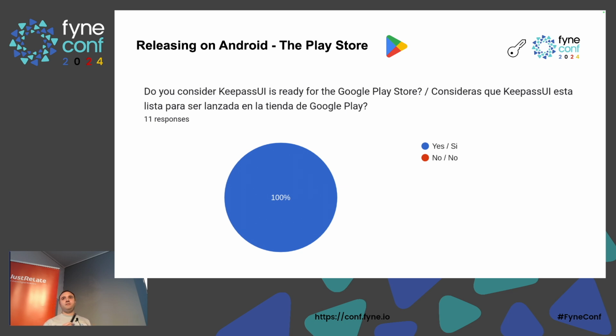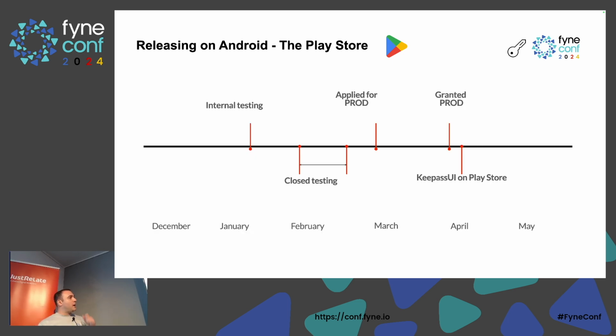This was very handy because Google kind of asks you these questions, and they didn't ask me, but it would have helped me with evidence if they had asked for it. So I got 11 responses, one more, yay. And they all said yes, that this app was ready for the Google Play Store. Nice. Since I applied for production in March, it took me 1 month to get access.